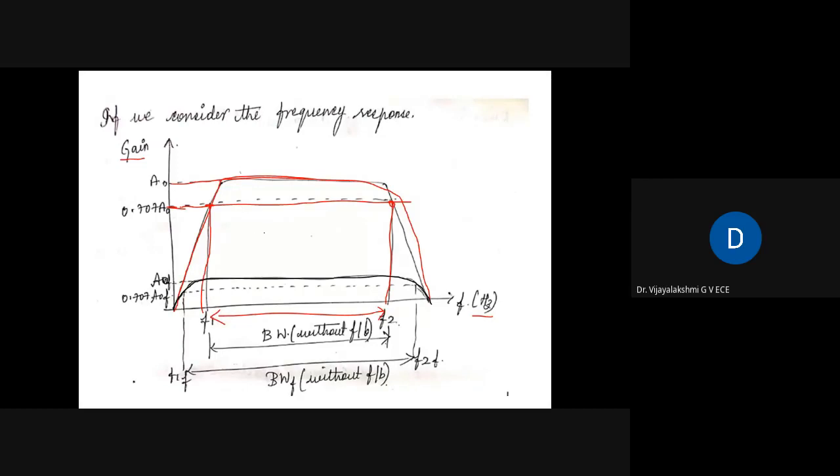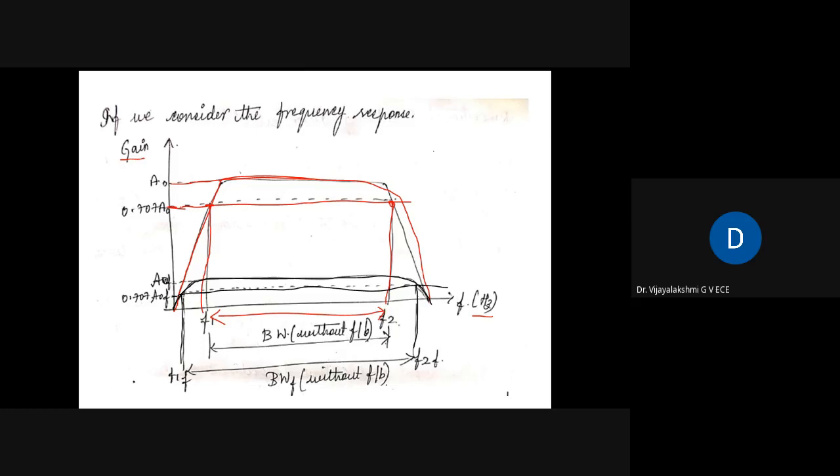So once again, to find the bandwidth, we need the upper cutoff and lower cutoff frequencies. For that, we multiply 0.707 with A naught F. When you multiply, this is the point I get on the y-axis. If I extend this line, it cuts the response at 2 points. So this is F2 and this is F1. F1F, that is feedback, and F2F. The difference of F2F and F1F is the bandwidth. So you can see the bandwidth has increased.